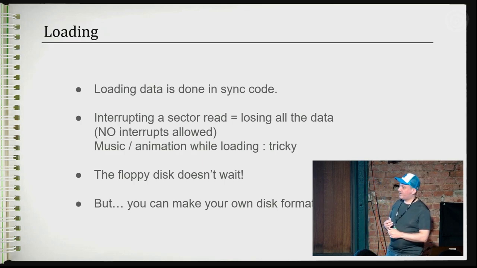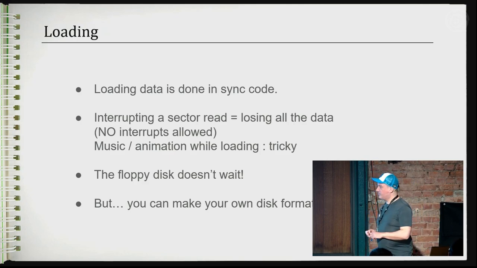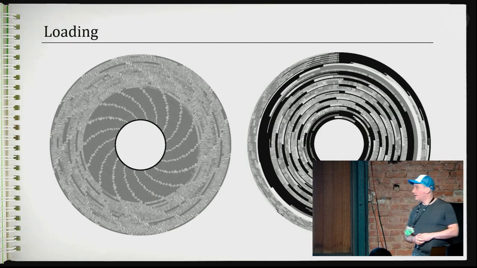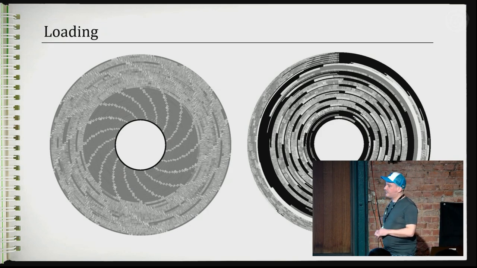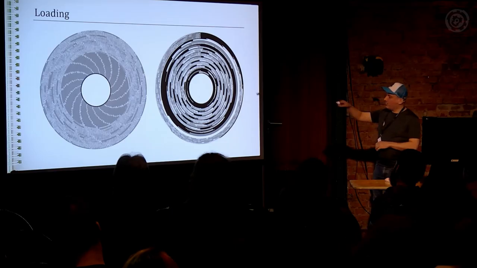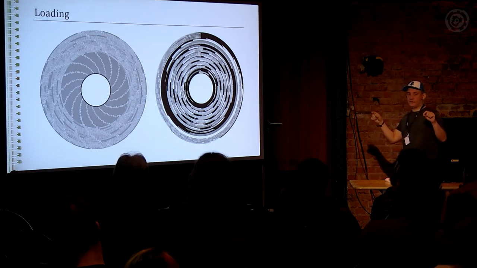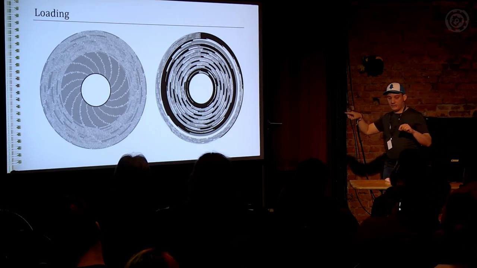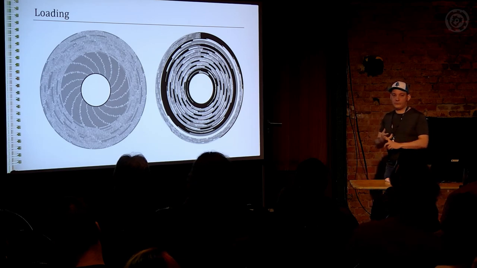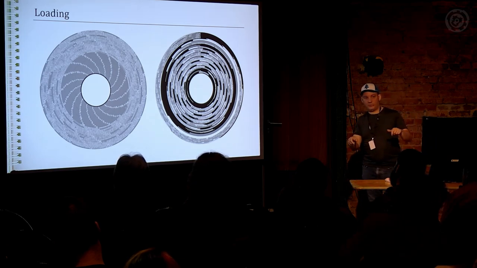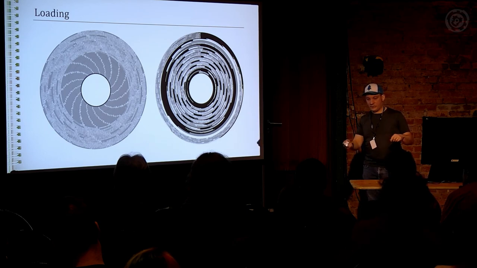But the good news is that since there's no disk controller, you have full control over what is read or written on the disk. So that means you can make your own disk format. I have an example here. On the left, you have a standard DOS or ProDOS disk. So it's a 16-sector format. You can see that the sectors are not aligned because it's a soft format, so there's no sector zero detection or track zero detection. When you boot up an Apple II, you hear the floppy disk drive going ta-ta-ta-ta-ta-ta-ta.